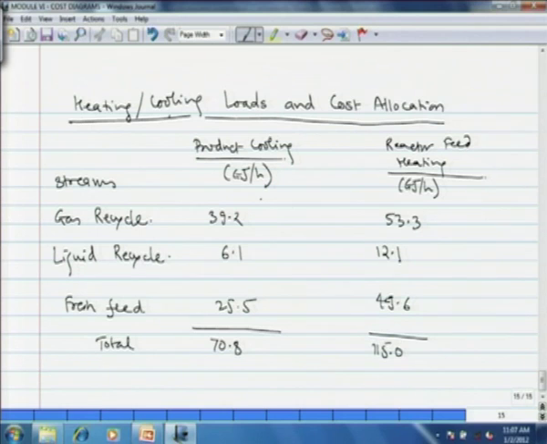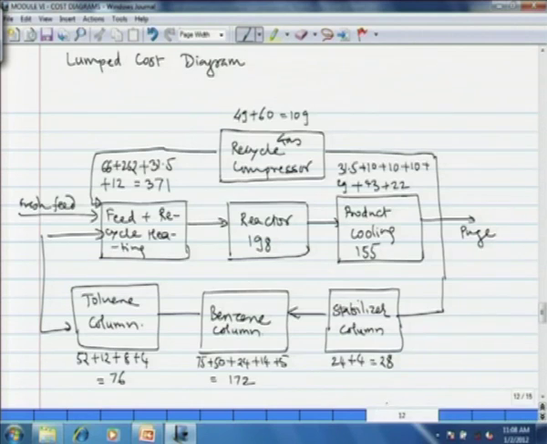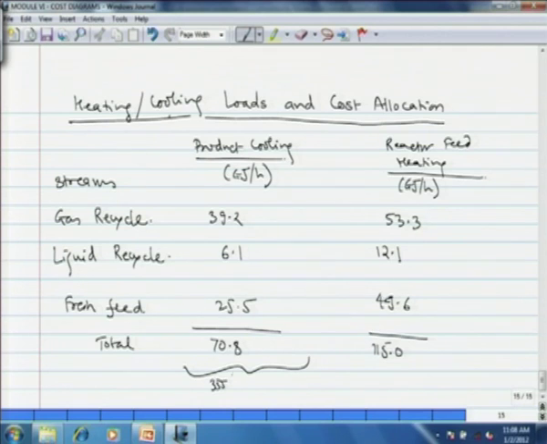Okay. And now we allocate the cost. The total cost of product cooling was, as we found in the lumped cost diagram, product cooling was 155 and feed and reactor heating was 371. So, that cost we are now going to distribute. So, this is 355 total, product cooling $155,000. So, 39.2 divided by 70.8 into 155, this comes out to be 86. 6.1 divided by 70.8 into 155, that may come out to be 13, and 25.5 divided by 70.8 into 155, that comes out to be 56.